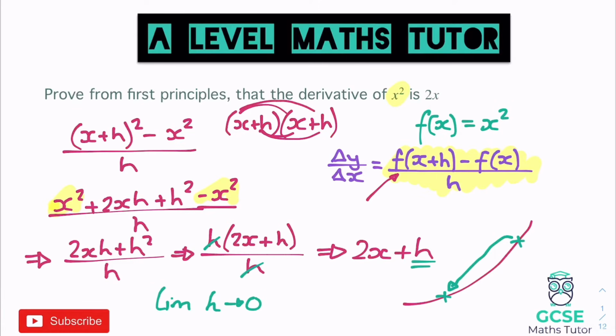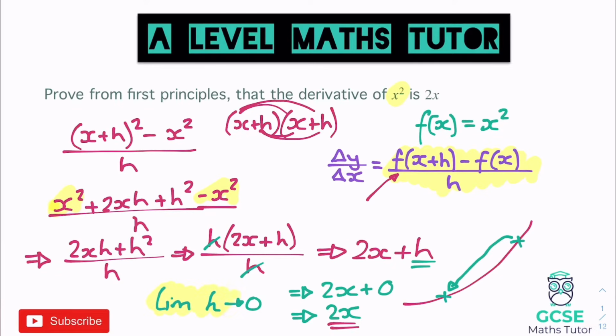So if we just write h as 0, what we end up with here is 2x plus 0. And as h approaches 0 there, what we're actually left with is just 2x on its own. There we go. And there we go, we've proved that the derivative of x squared is 2x, okay? Obviously from first principles. But this is important here, we just write this little bit of language down.